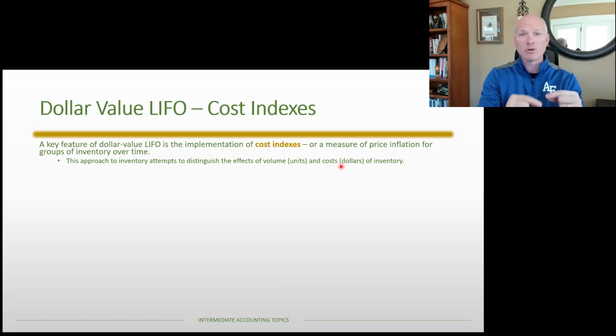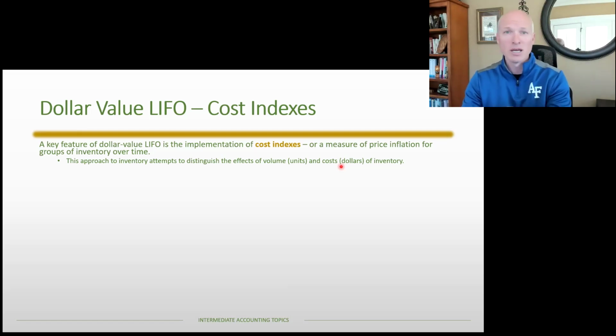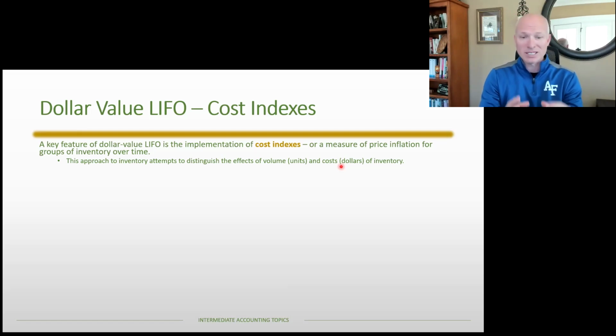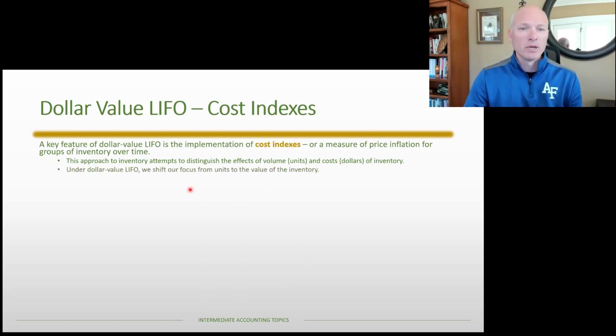When I'm tracking individual units and individual costs, I absolutely can see it. But when we are aggregating and we're estimating, it's not apparent because we're not tracking it at the individual level. So we need a method that allows us to make the distinction between volume and cost. All right. So again, when we're doing this, we're not focused on units anymore. Instead, we're focused on the overall value of the inventory. And again, this will make sense when we start to get into the example.